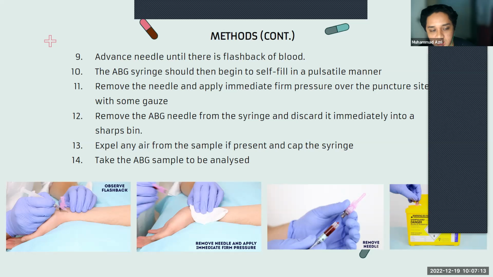Then after collecting enough sample, remove the needle carefully and apply immediate pressure over the puncture site with some gauze or cotton ball. Then remove the ABG needle from the syringe and discard it immediately into a sharps bin. Expel any air from the sample if present and cap the syringe, and the blood sample can be taken to be analyzed for ABG.